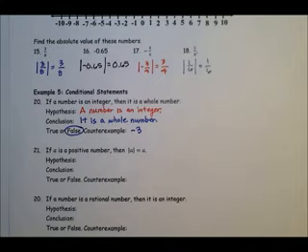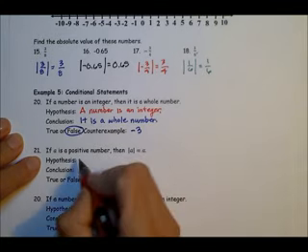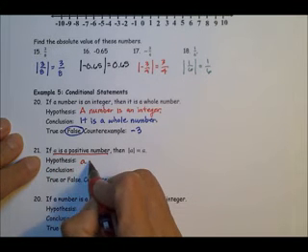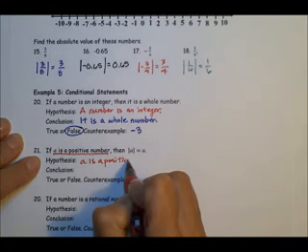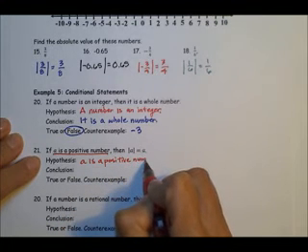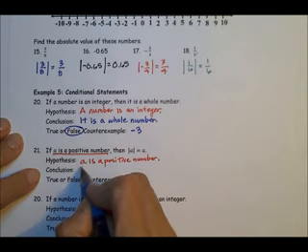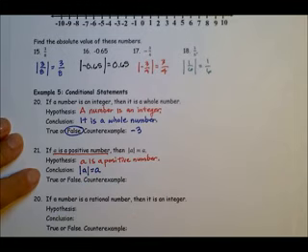Let's do the second one together also. If A is a positive number, then the absolute value of A is A. Well, let's start with the hypothesis. Hypothesis is going to be A is a positive number. Our conclusion is the absolute value of A is equal to A.